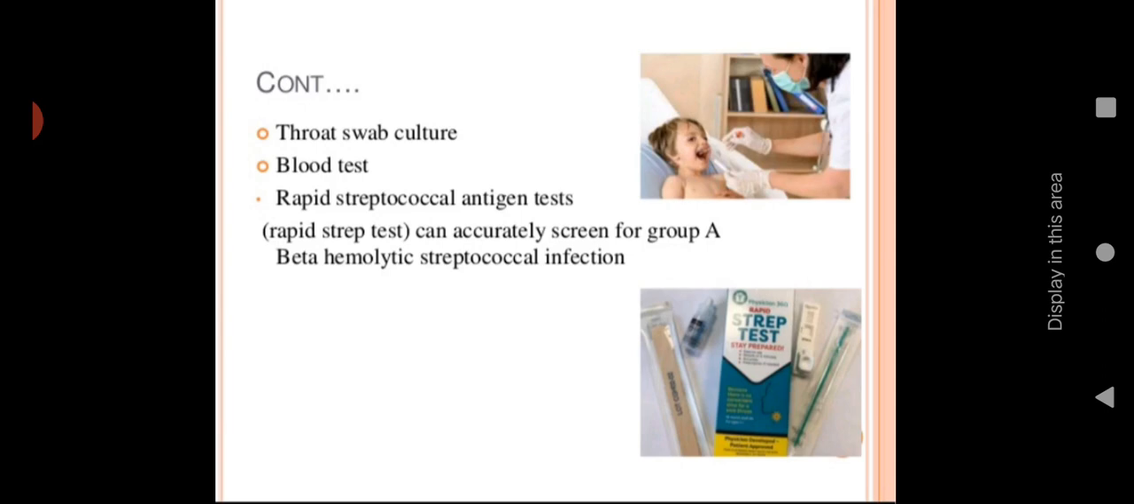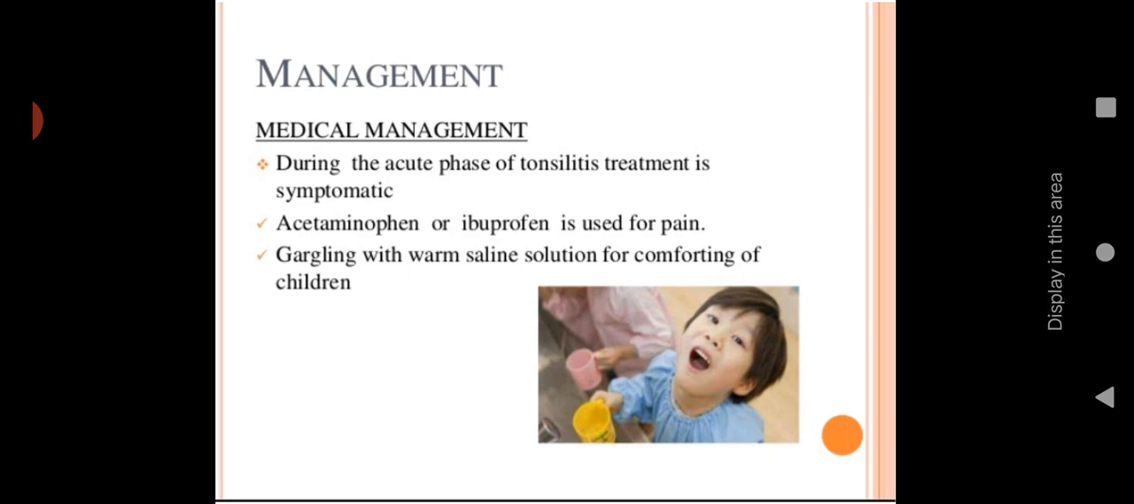Then a rapid streptococcal antigen test should be done. It helps to identify group A beta hemolytic streptococcal infection. For that, there is a rapid strep test. It's a card test. After taking the swab, you put the swab in the card test, and we can identify whether the underlying infection is streptococcal infection or not. So these are the diagnostic evaluations. Next, we will see the management.